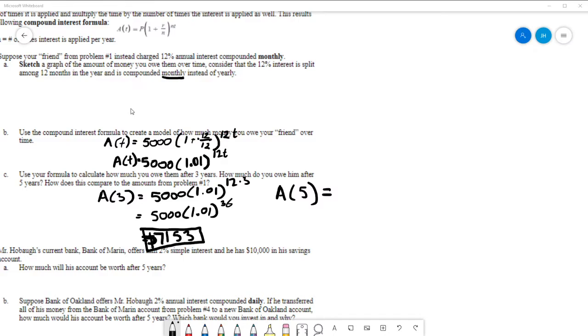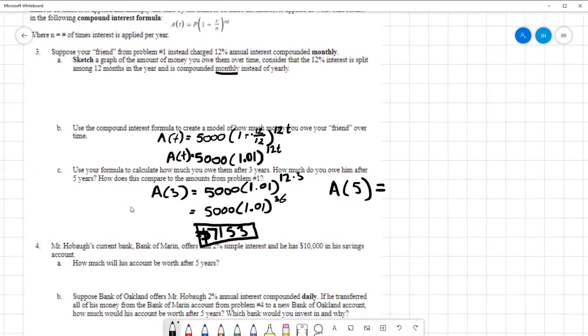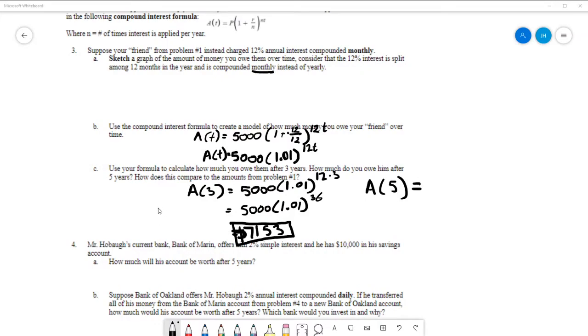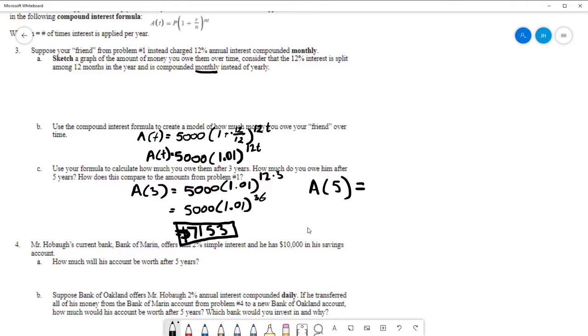That is 1 plus 0.12 divided by 12. Does that make sense? Okay. Has anyone been able to plug that in yet? $9,083. Exactly.